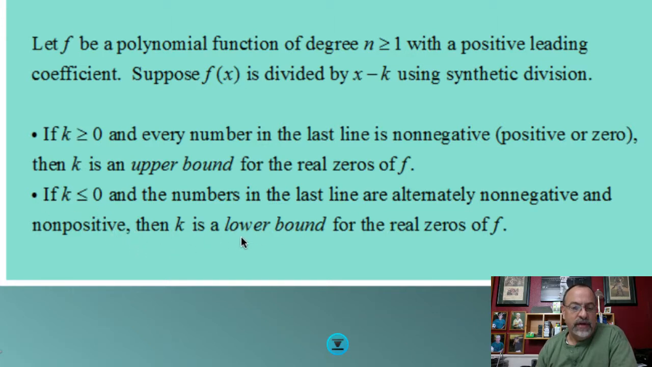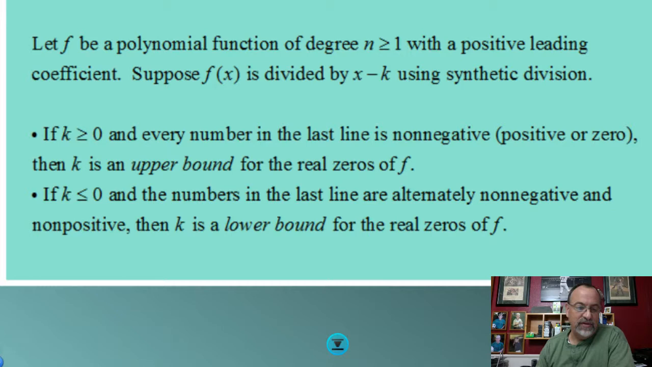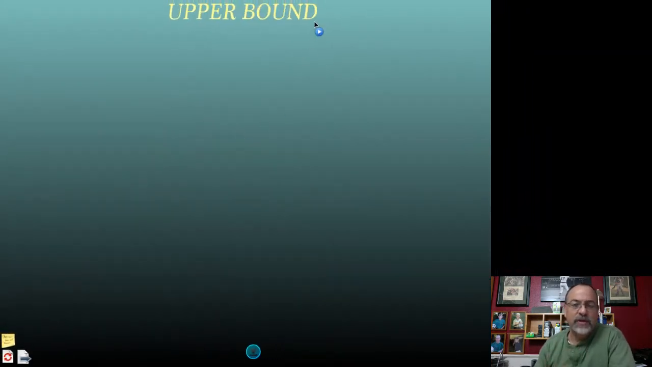That's what this says. K is a negative number. K will be the lower boundary if that last line alternates between not negative and not positive. And again, it's very important to understand here that 0 is in both categories. It's not negative and it's not positive. So if for some reason you had a list of zeros, that would be alternating: not negative, not positive, not negative, not positive.